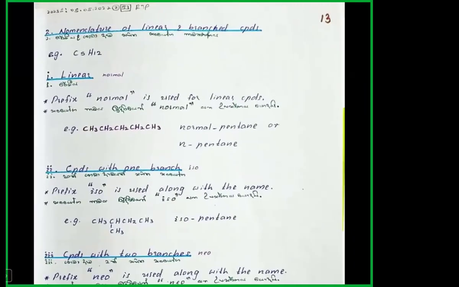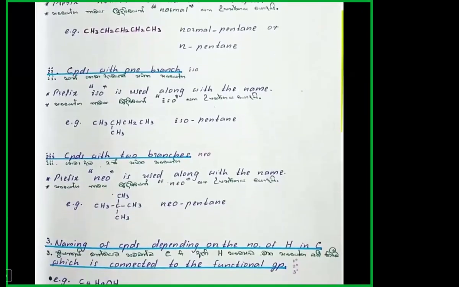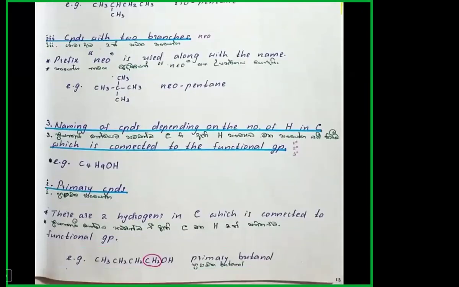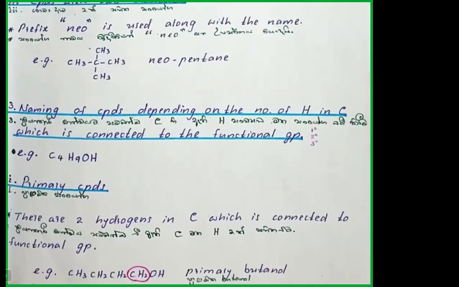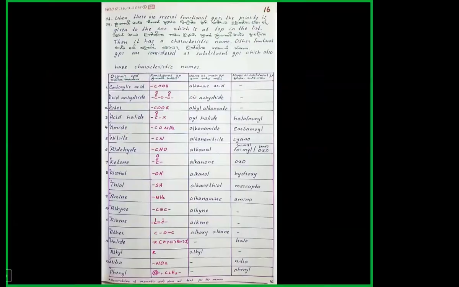And then I'm not going to go through this nomenclature part: just the linear, the long chain, one branch, iso, 2 branches, neo, then primary, secondary, tertiary: 3 R groups tertiary, 2 R groups secondary, 1 R group primary, then the IUPAC nomenclature. If I go through this IUPAC nomenclature, it takes a lot of time. So I'm not going to go through this one. You guys can go through that.